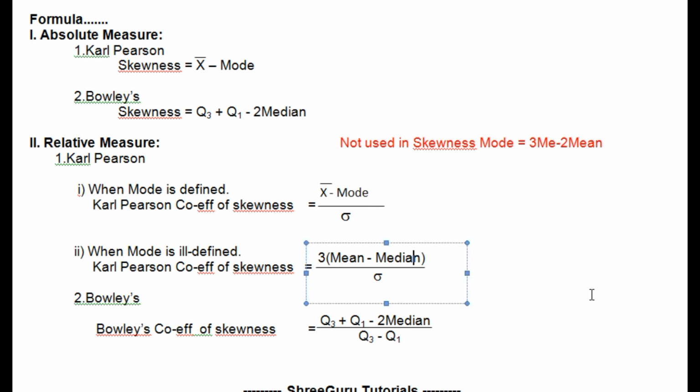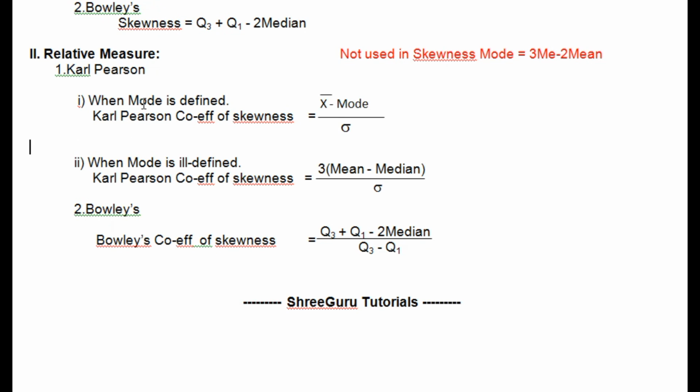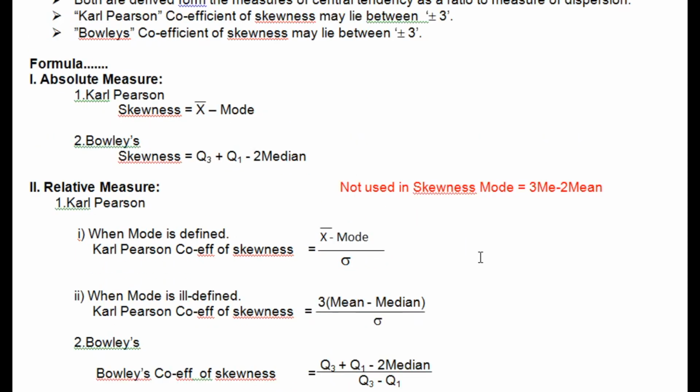3 into mean minus median, right? So these are the two formulas for mode. If the mode is not possible, then use this formula. Then Bowley's skewness, right? Which one is Bowley's skewness? Bowley's skewness equals Q3 plus Q1 minus 2 median, divided by Q3 minus Q1. So this is the formula we need to use in the case of skewness, Bowley's and Karl Pearson.